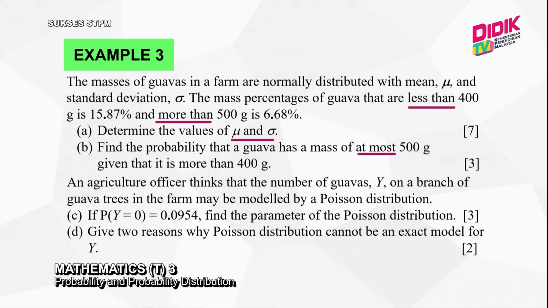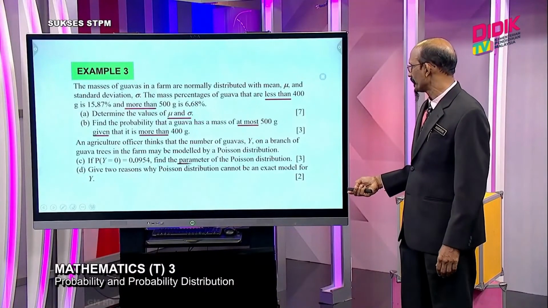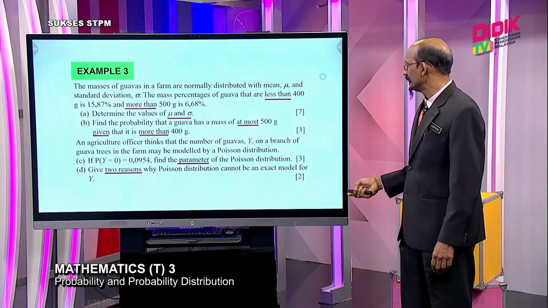Then give two reasons why a Poisson distribution cannot be an exact model. Here we work with Poisson, but here we say why we cannot use Poisson. Just an explanation. So the keywords are: parameter, reason. Let us see the solution.